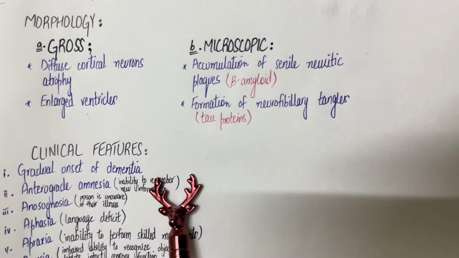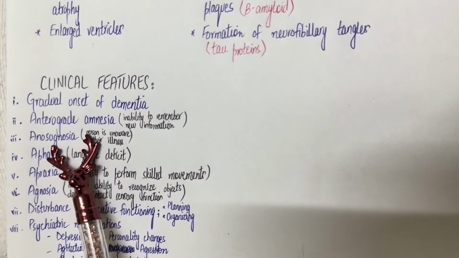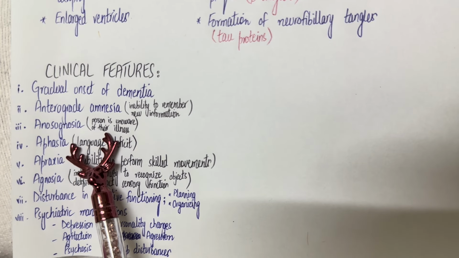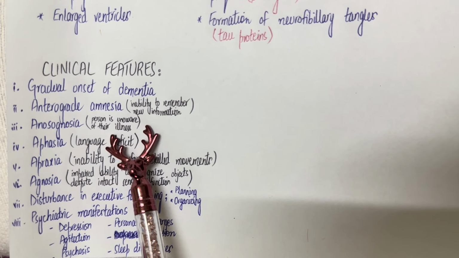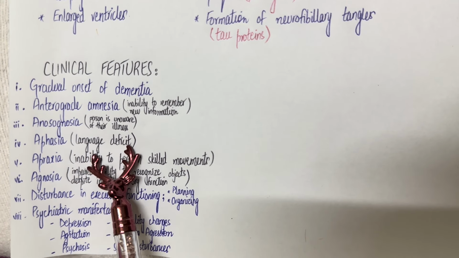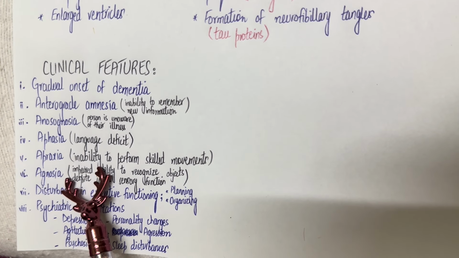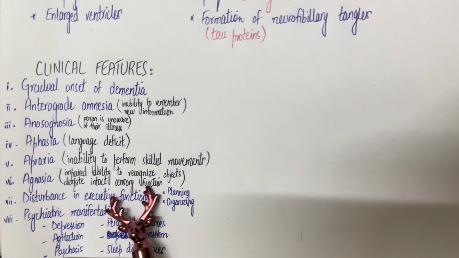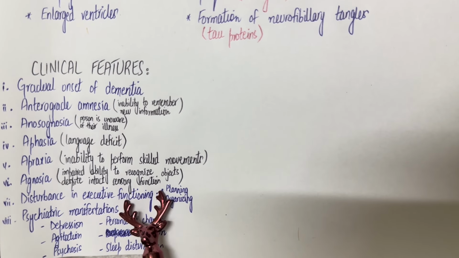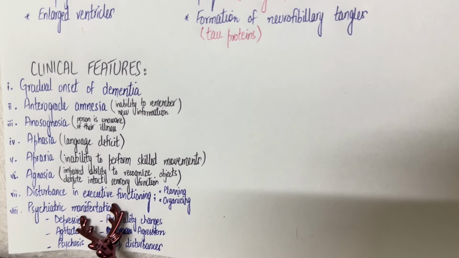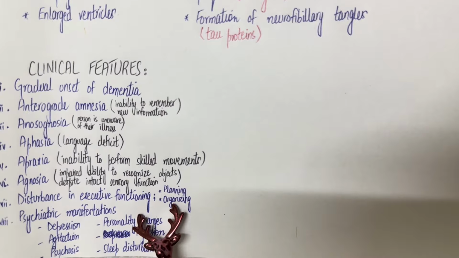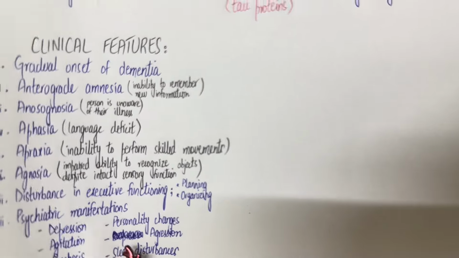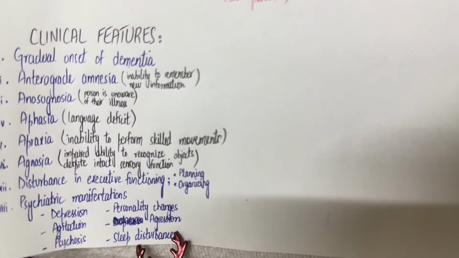Clinical features are gradual onset of dementia, anterograde amnesia, which is inability to remember new information, anosognosia, which means that a person is unaware of their illness, aphasia, which is language deficit, apraxia, which is inability to perform skilled movements, agnosia, which is impaired ability to recognize objects despite intact sensory function, disturbance in executive functioning, that is planning and organizing, and some psychiatric manifestations such as depression, agitation, psychosis, personality changes, aggression, and sleep disturbances.